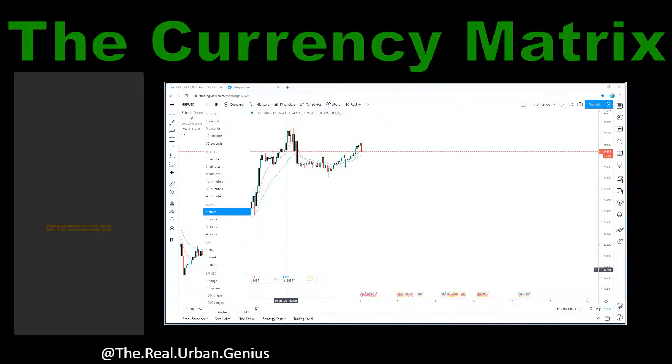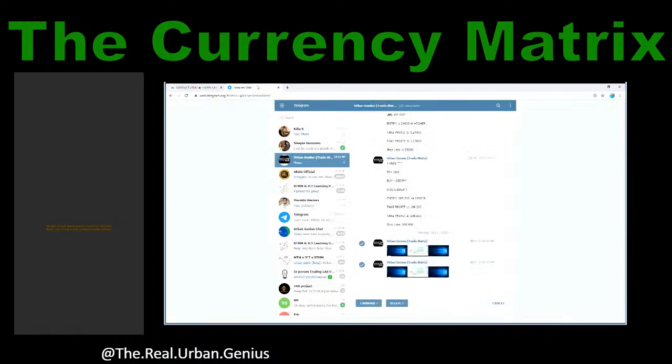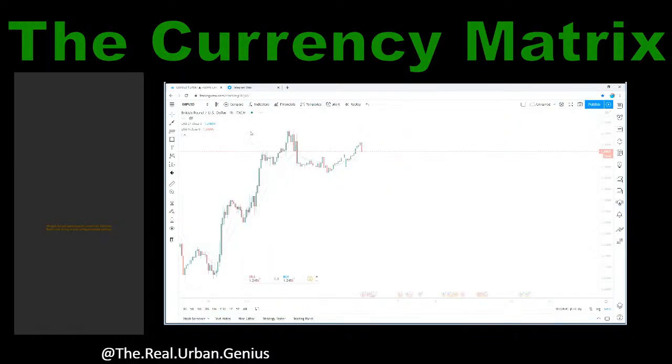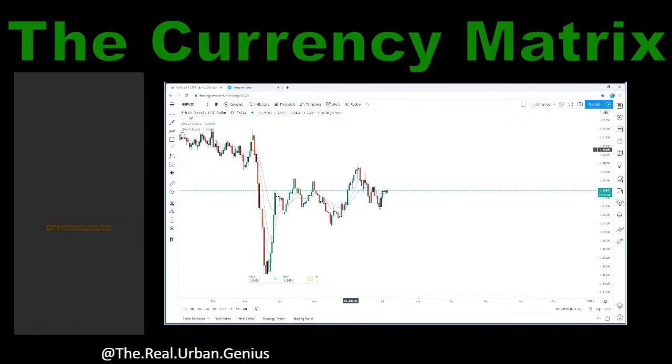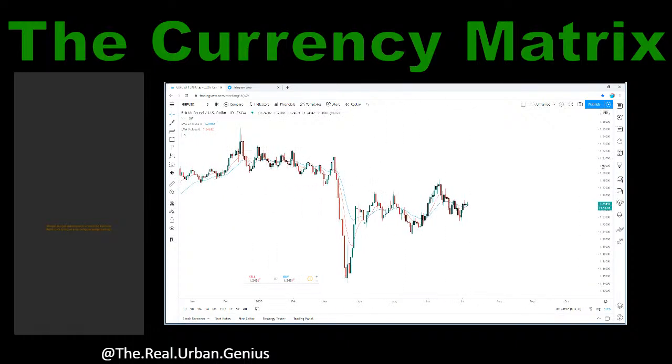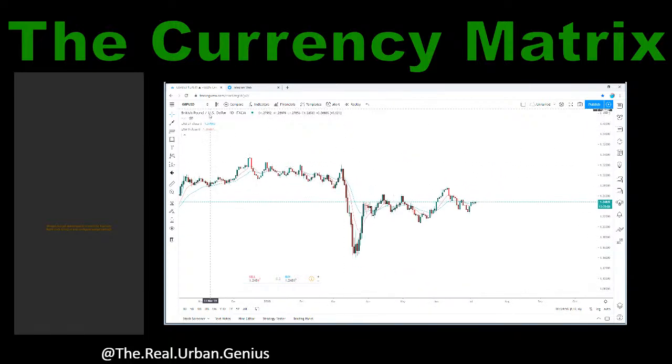All right, here we'll go ahead and do the pound USD. Now, here we go with the daily. Now, using the same strategy with the 9 and the 21 moving average crossover, we're going to go ahead and hit this initial here.